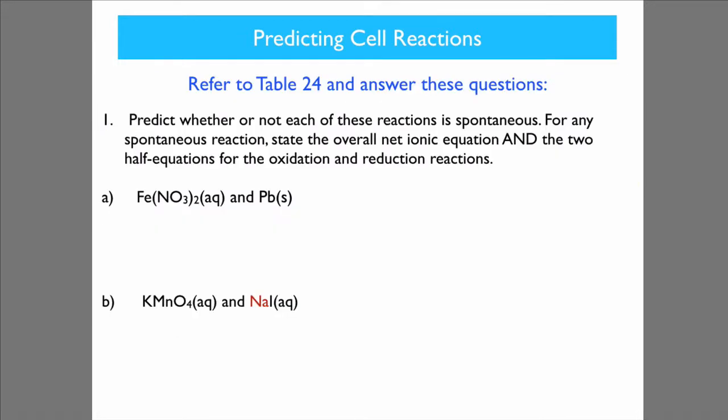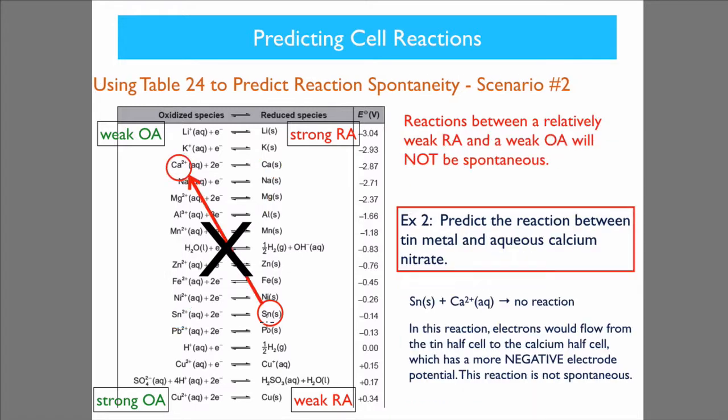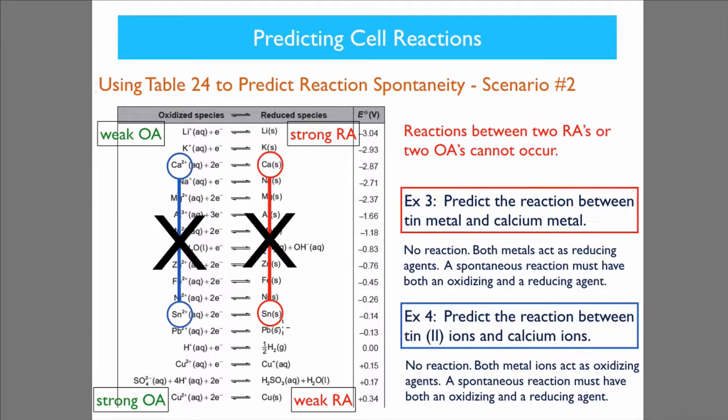Okay, predict whether or not each of these reactions is spontaneous. For any spontaneous reaction, you can state the overall net equation and the two half equations. Well, the first one has got iron and lead. You can't really see it on this, can you? I think iron was around here, isn't it? There it is. Iron's there, lead's there. So it's like this one, isn't it? Iron and lead. So it isn't going to occur.